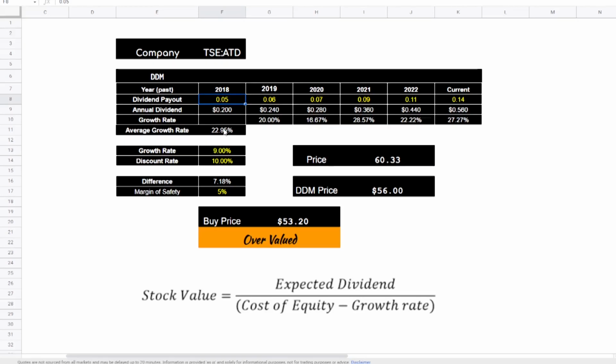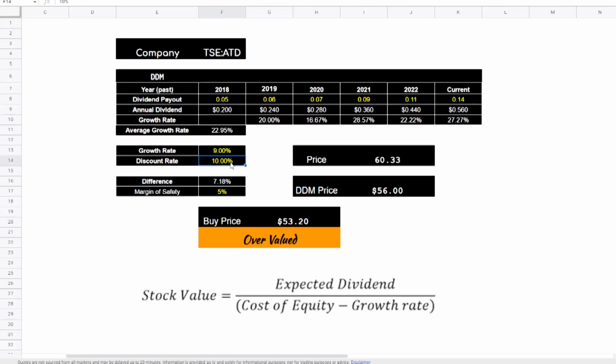From our assumptions, we know that we cannot grow faster than the economy, and we need to determine a normal, stable growth rate, let's say maybe 9%. Because as the company gets larger and gains more market share, the company in general will have slower growth, and their dividend will also grow at a slower pace.